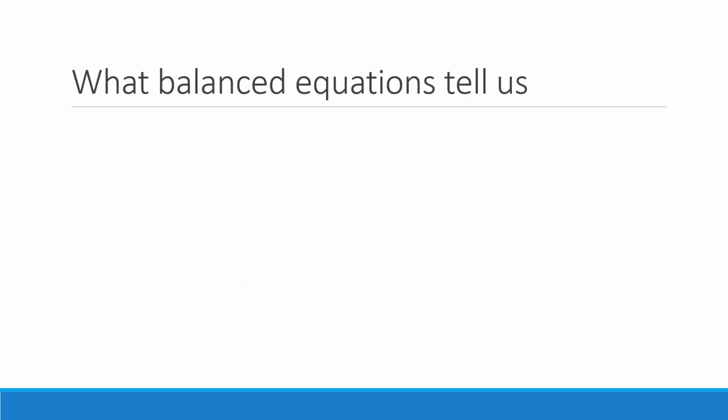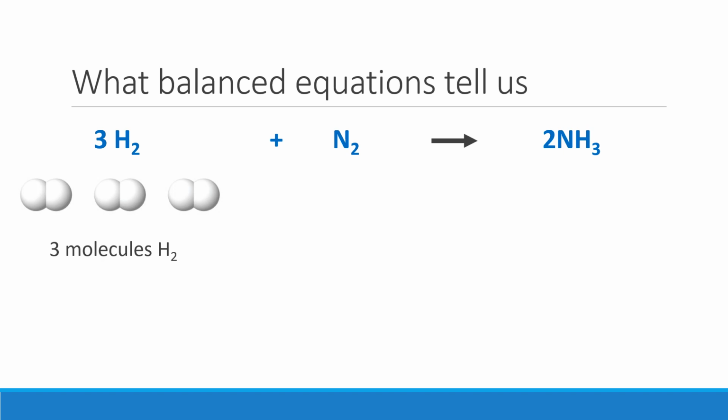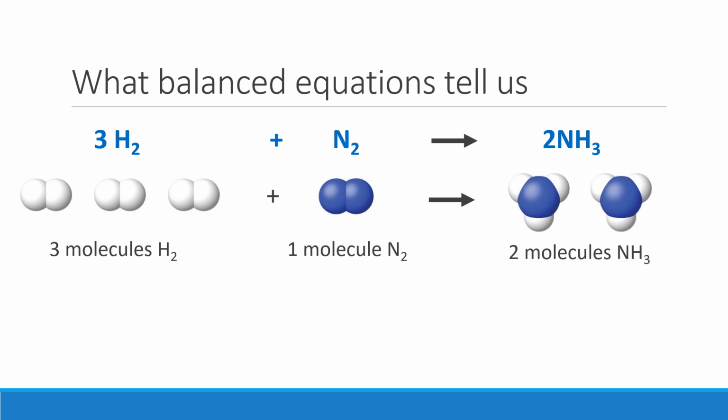So let's think about a balanced equation. We've been balancing equations recently, and if we look at this equation, the way we've been interpreting it is in terms of particles. So for example, that 3H2 represents 3 molecules of H2, and we combine that with 1 molecule of N2, and that will produce 2 molecules of ammonia, NH3.